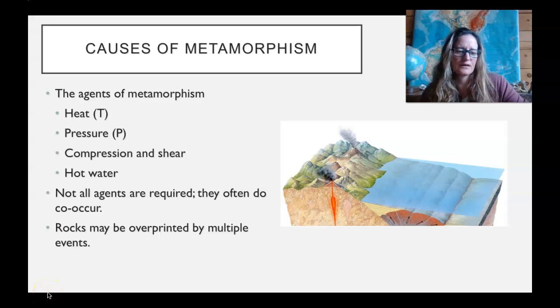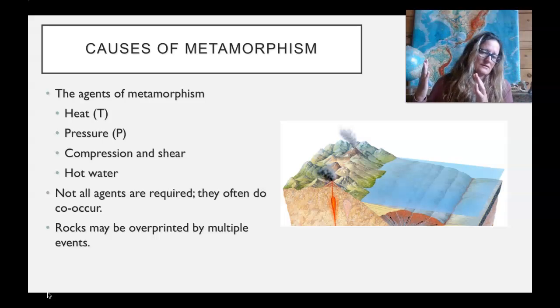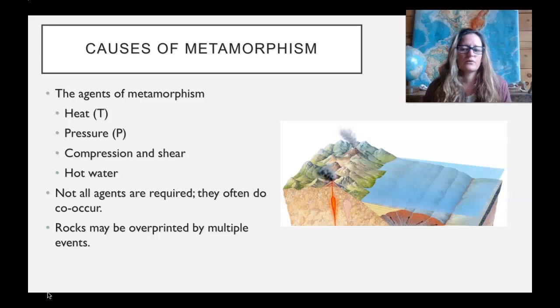Metamorphism is caused by changes in the heat, changes in the pressure, and changes in circulating fluids, hot water that gets in there and changes up the mineralogy. You don't have to have all of that at once to have metamorphism, but you need at least one, and sometimes they all occur at the same time.